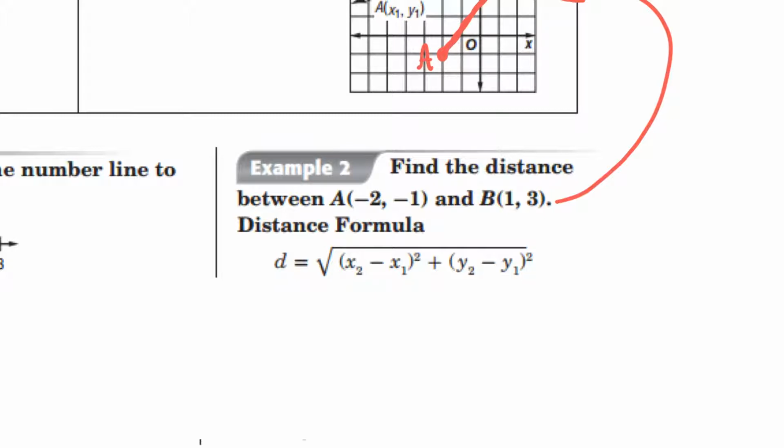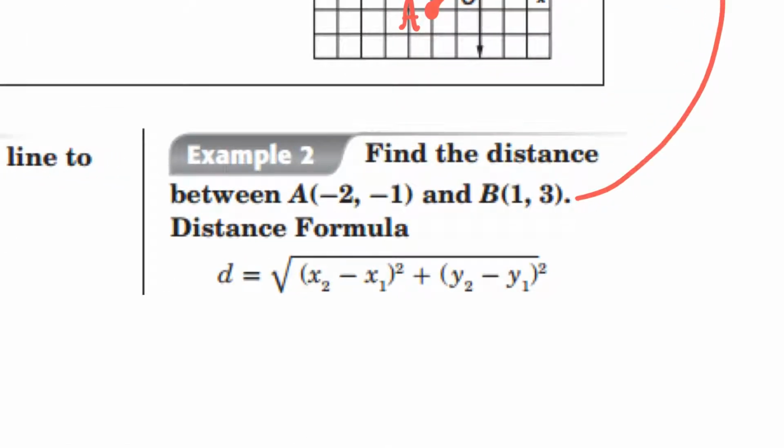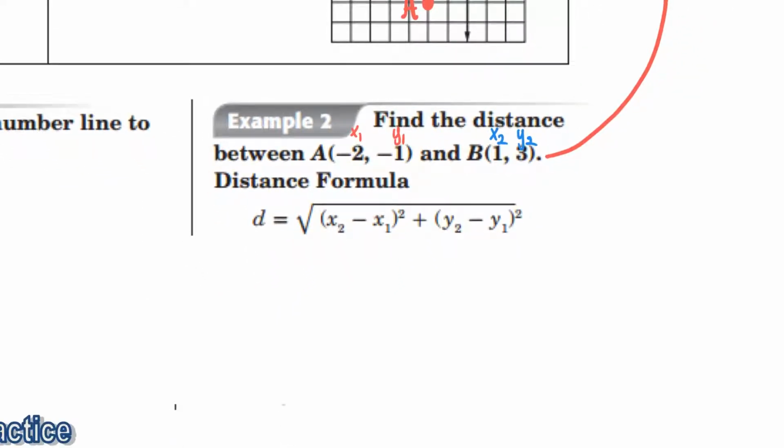I need x1, y1, x2, y2. So this is going to be my x1 value. This is going to be my y1 value. Because this is the x value. A is like my first point. So I have my x value from my first point, and I have my y value from my first point. And then B is going to be my second point, so I'm going to have x2, y2. And so what I'm going to do now is I'm going to take those 4 numbers, -2, -1, 1, and 3, and plug them into the distance formula.